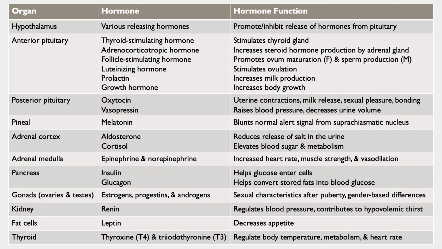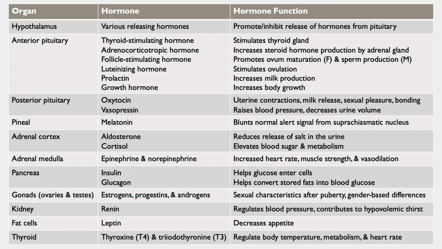The gonads, including the ovaries and the testes, release our sex hormones, estrogen, progestins, and androgens. These help with sexual characteristics after puberty and some of the differences in our bodies that we might call gender-based differences or sex-based differences. The kidneys release renin, which helps regulate blood pressure and contributes to a phenomenon known as hypovolemic thirst. Hypovolemic thirst is thirst that's caused by a loss of blood volume, either from blood loss itself or from vomiting or diarrhea. Fat cells release a hormone known as leptin.